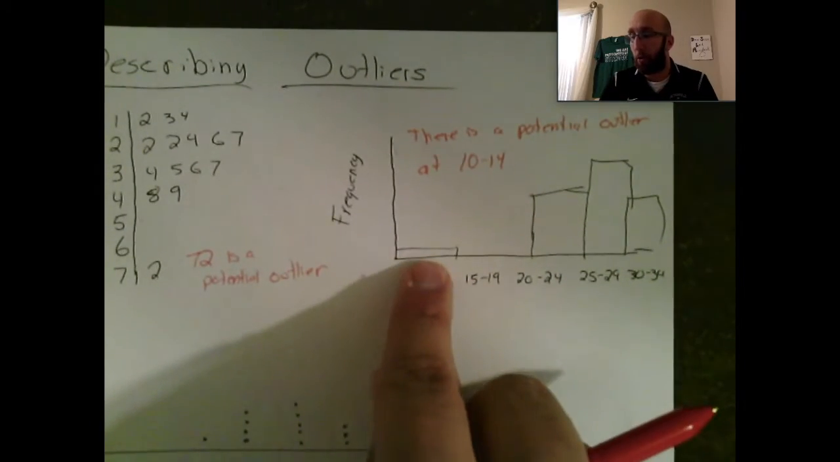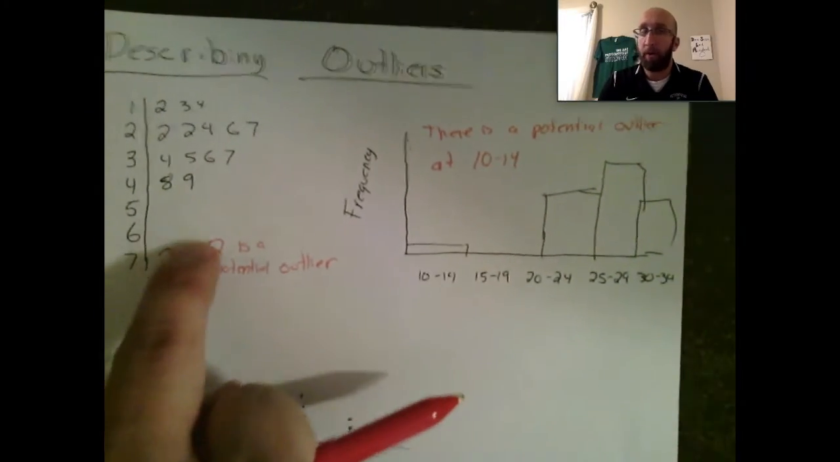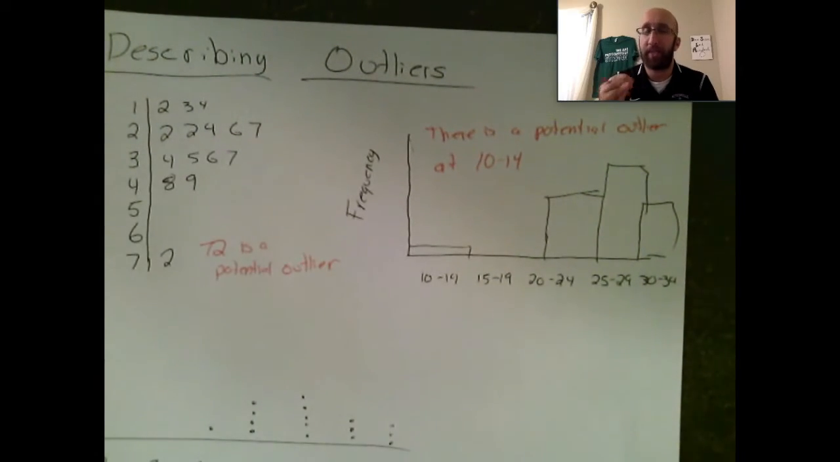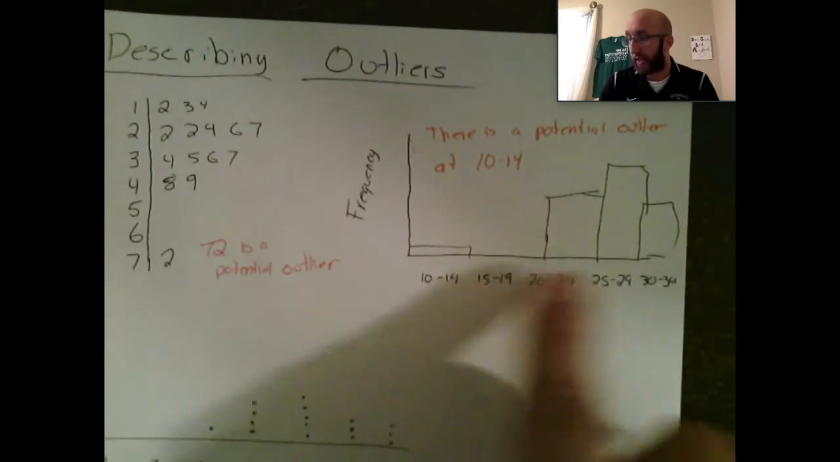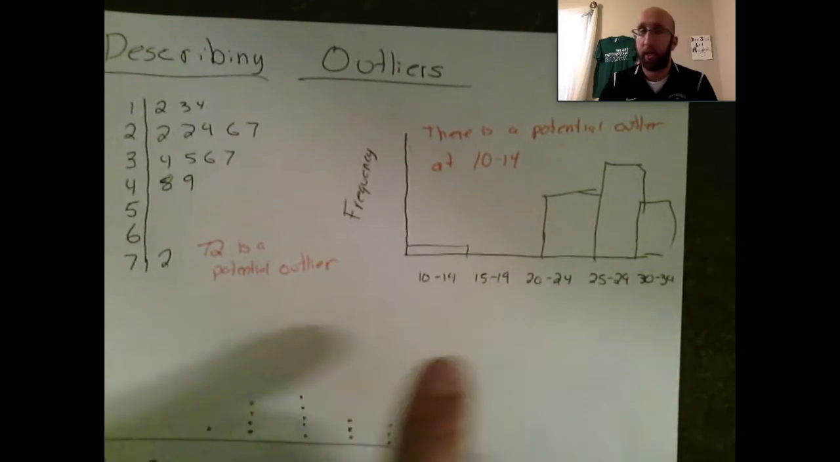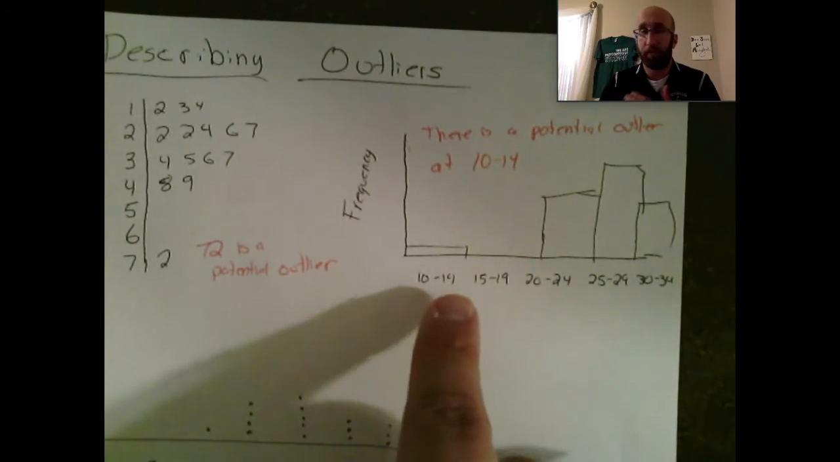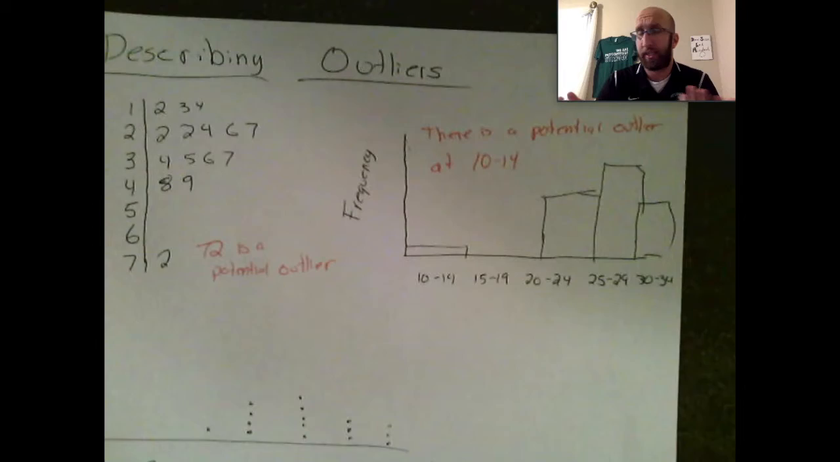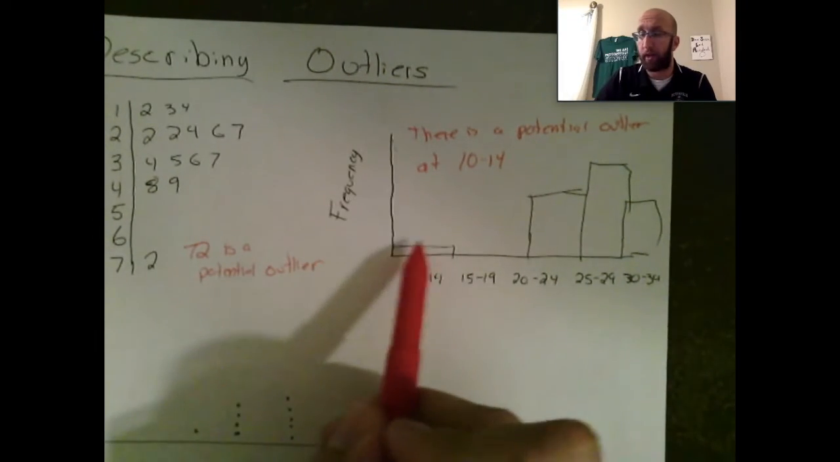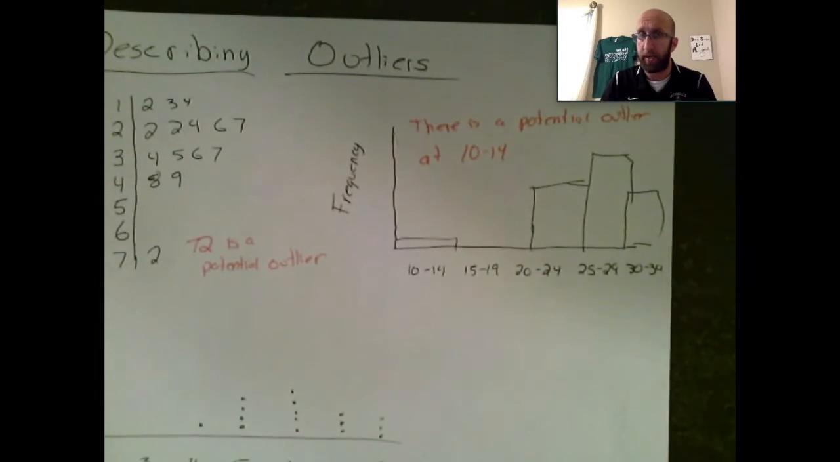We don't know all the data points here. Over here on a stem and leaf plot, we could see every single data point. When our classes here for a histogram are big ranges, we don't know where the data is at. We don't know if it's 10, 11, 12, 13, 14. So we just say it's in the 10 to 14 spot. What it is specifically doesn't matter. There's just a potential outlier down here at 10 to 14.